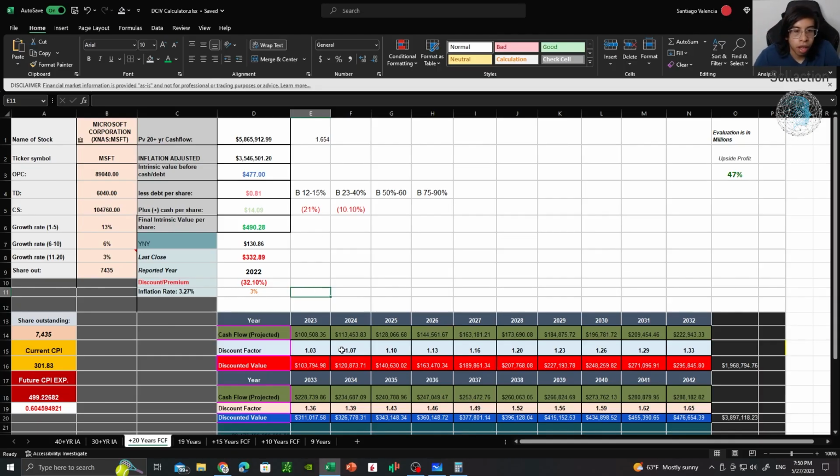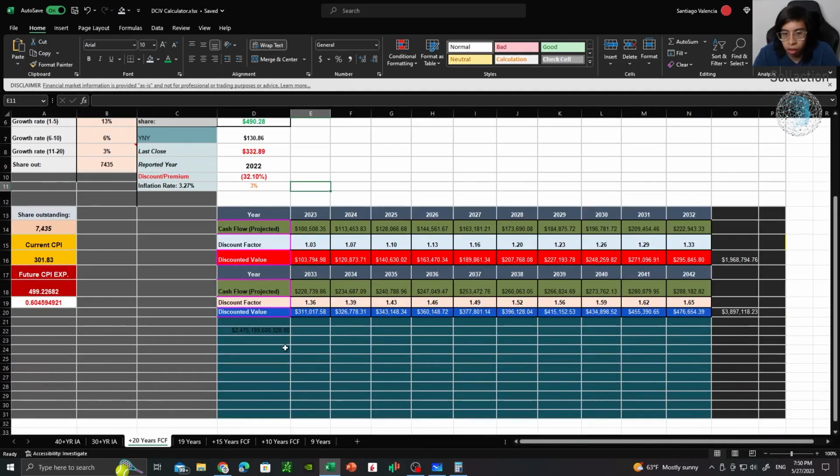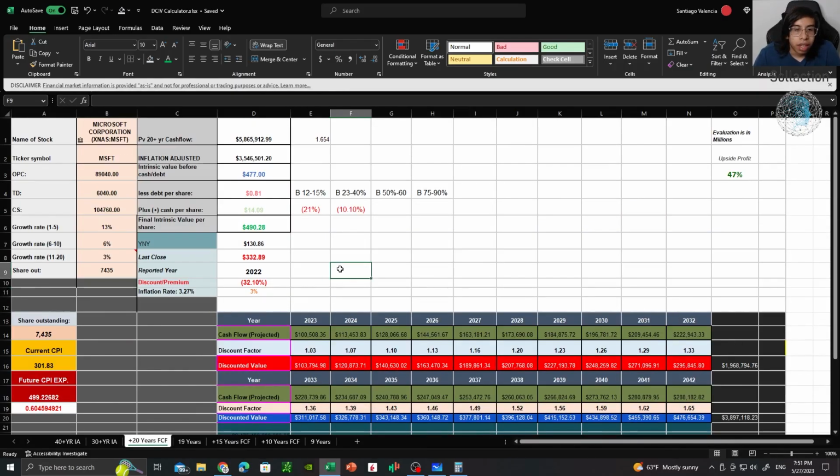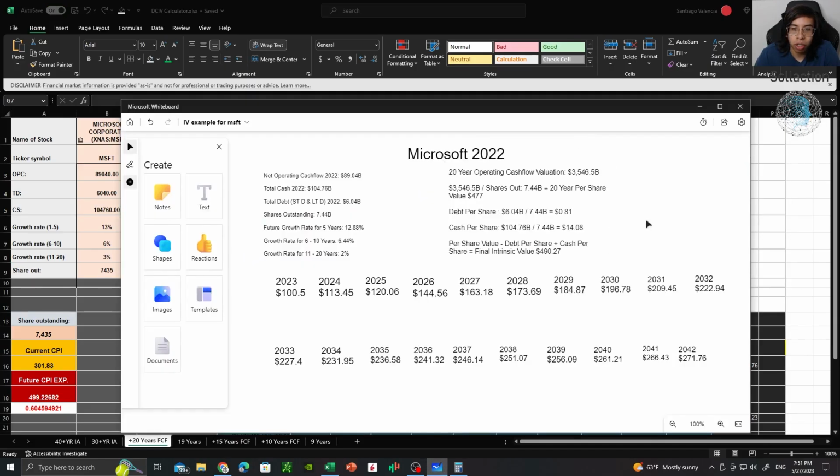And I put that on here. If this was Microsoft's case, I would put another 10 years, because that'd be 30 years, so it'd basically be 2052. But yeah, that's Microsoft's intrinsic value. I wanted to explain as much as I could how this was done so you can do it yourself.